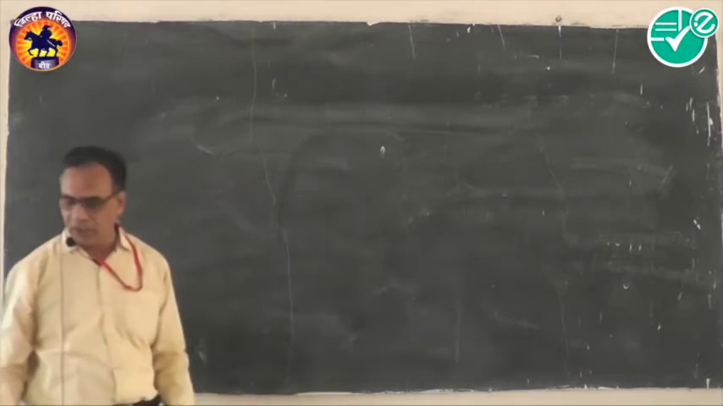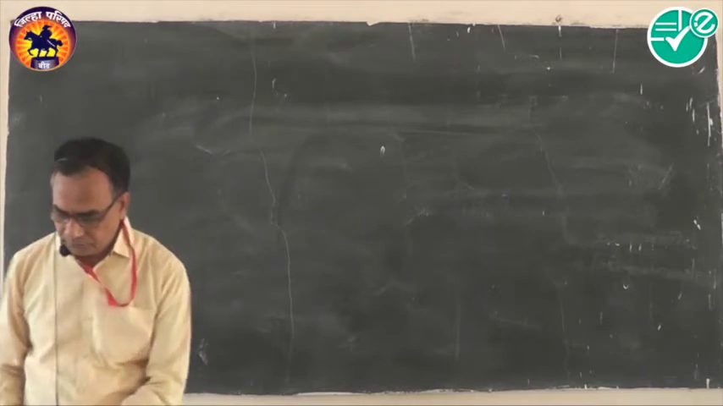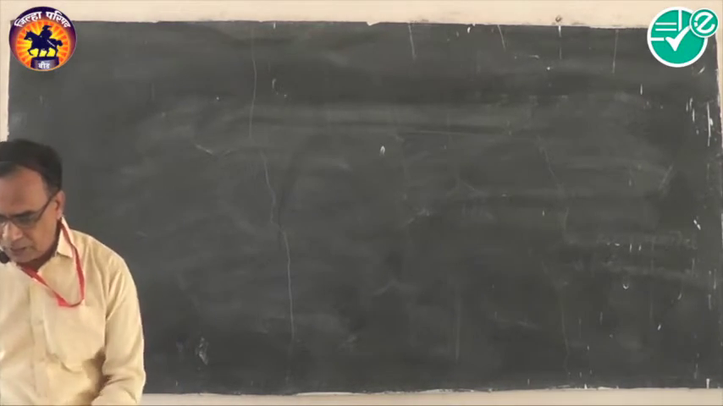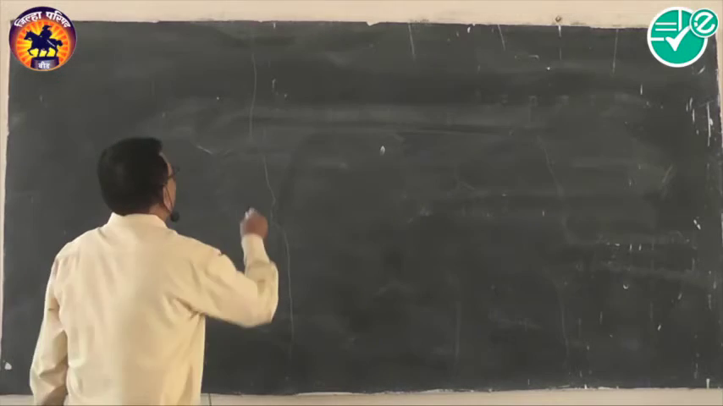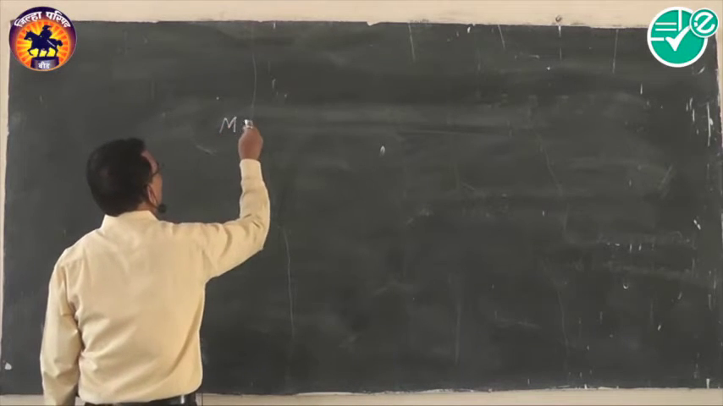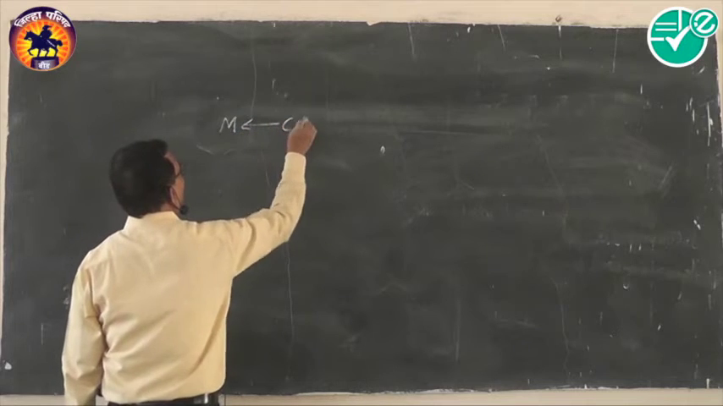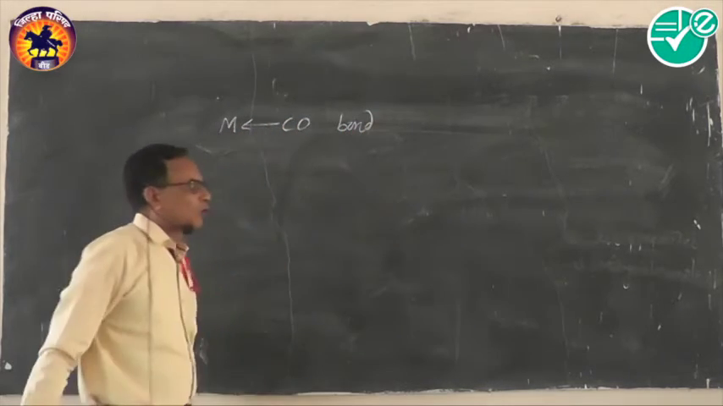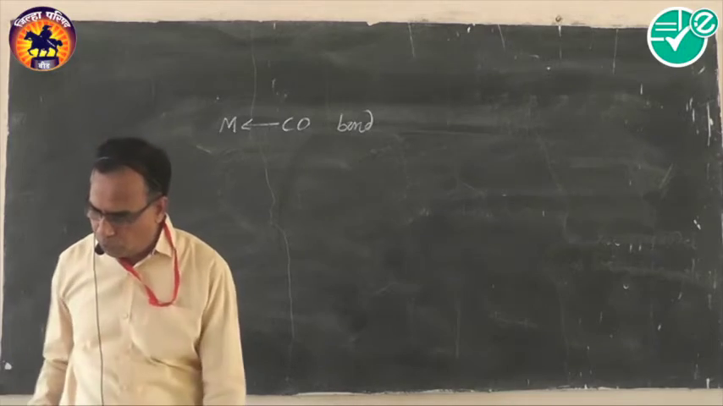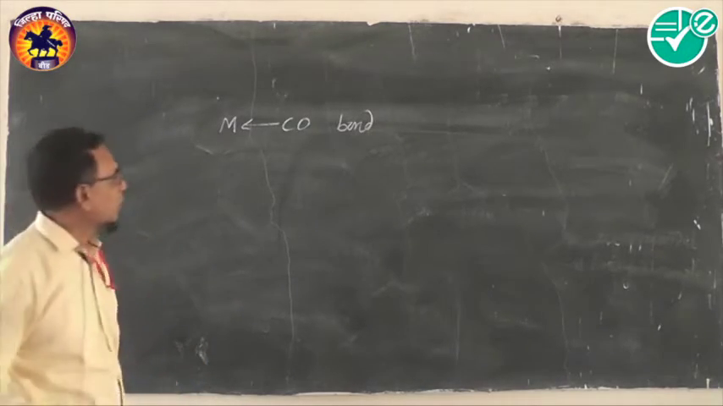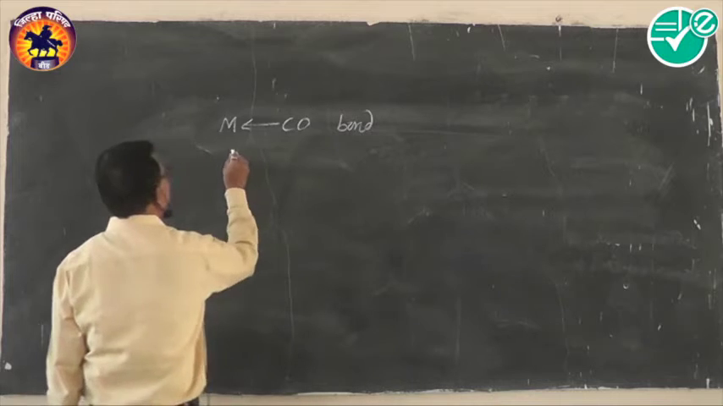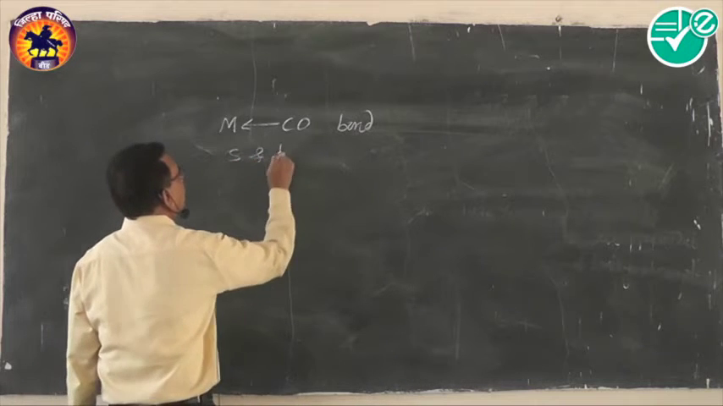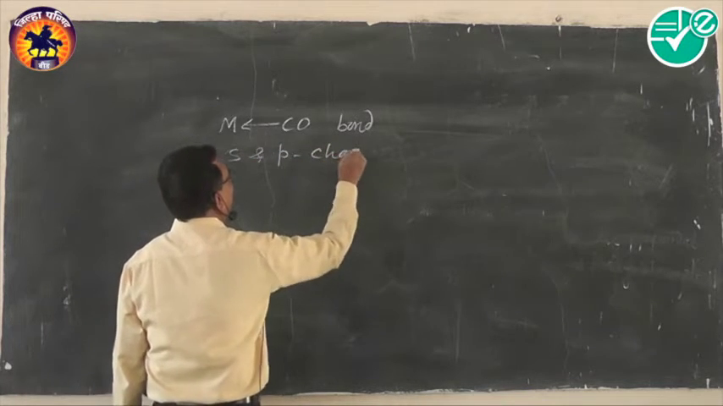Now we have to see the bonding in metal carbonyls. What about the metal-carbonyl bond? This M-CO bond has both sigma and pi character.